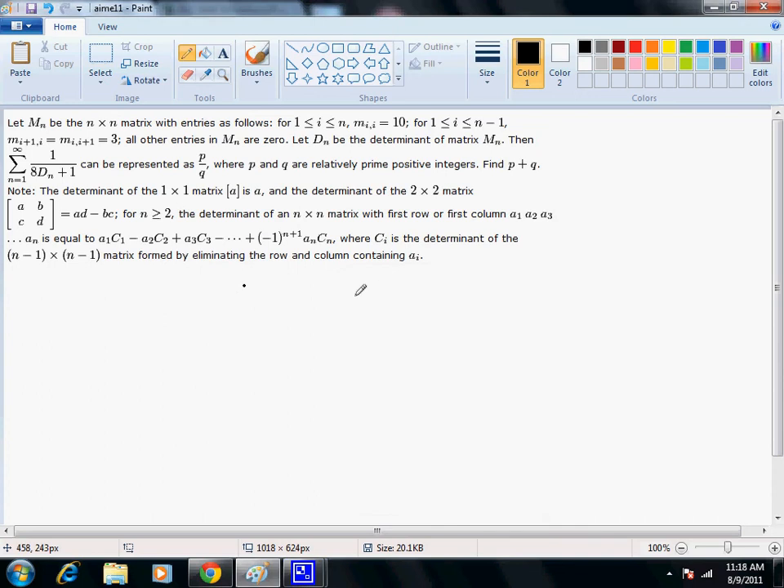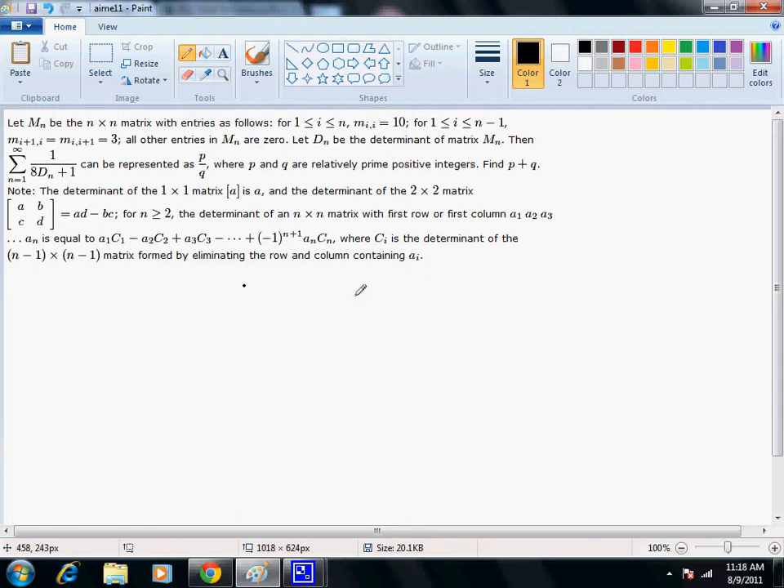So this is problem 11 of the AIME. Let M_n be the n by n matrix with entries as follows. For i between 1 and n, m_ii is equal to 10, which is basically just the diagonal entries. And for i between 1 and n minus 1, m_{i+1,i} equals m_{i,i+1} equals 3. All other entries in M_n are 0.